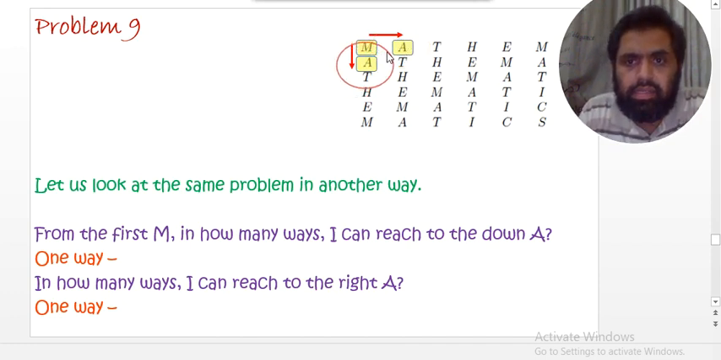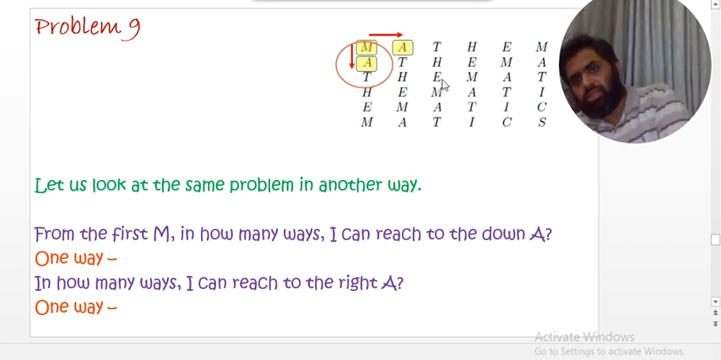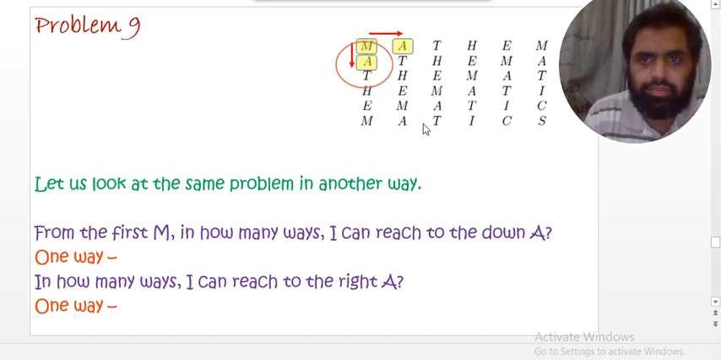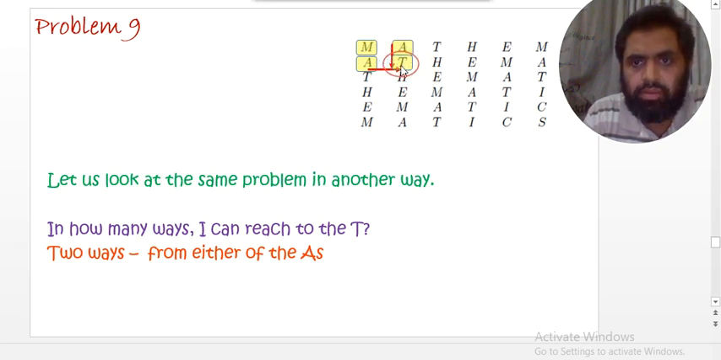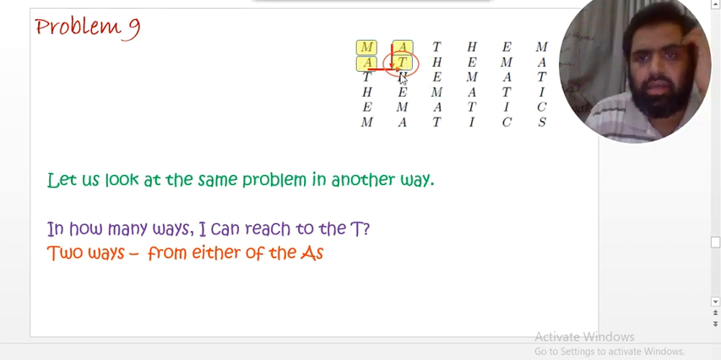Similarly, in how many ways can I reach this a? From m I can move to a. So there is only one way to reach a. So that's fine. I'm counting in how many ways I can reach each of these letters starting from m. So in how many ways can I reach t? From a to t there is one way, from upper a to t, or from left a coming to t.